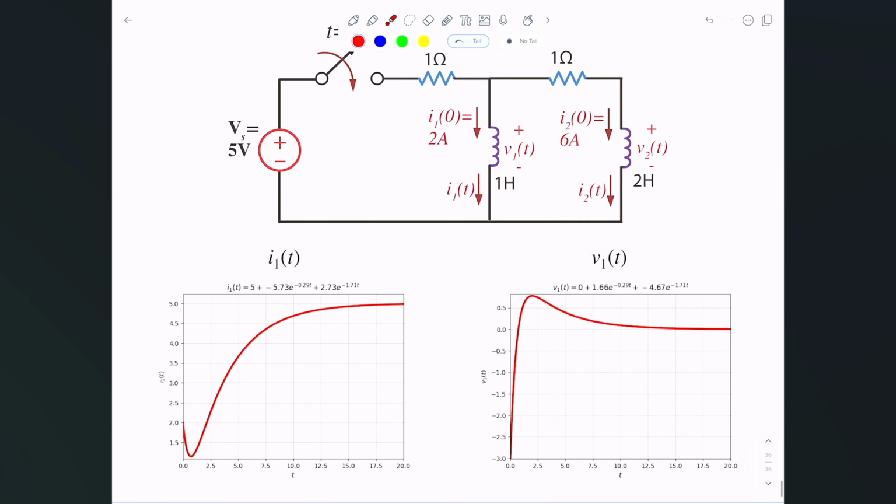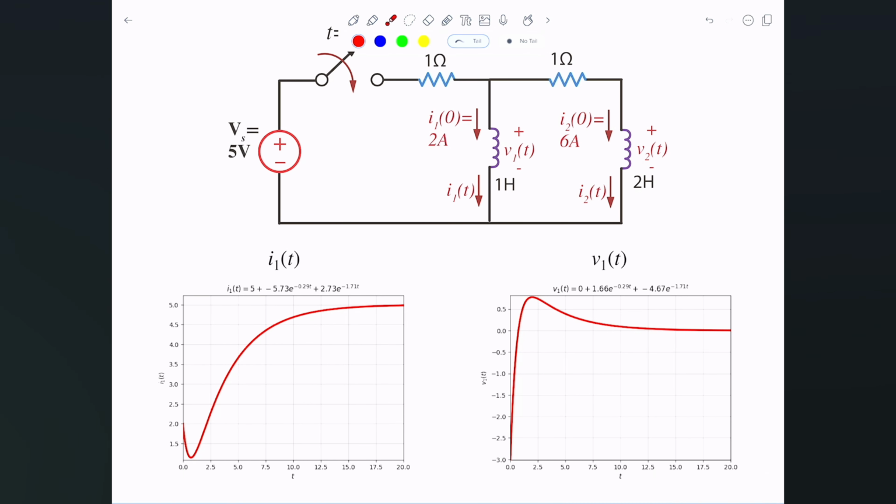The current starts at 2 because that's the initial value, and it's trying to reach the final value of 5. There's no oscillation whatsoever. It might appear it's oscillating, it's just not. It's just because it's exchanging energy between the two different inductors and the source. Similarly with the voltage, we started with negative 3 as the initial value, and then the final one is 0, sorry, and it goes up and reaches it after a short period of time.